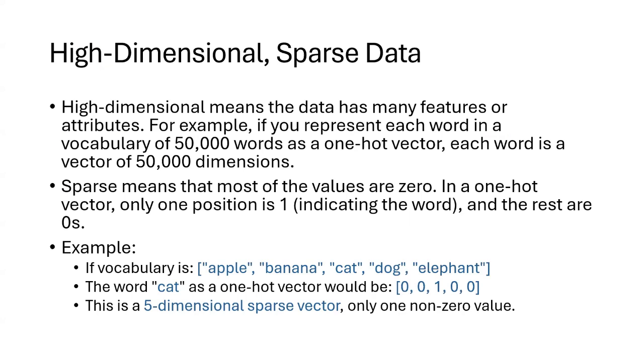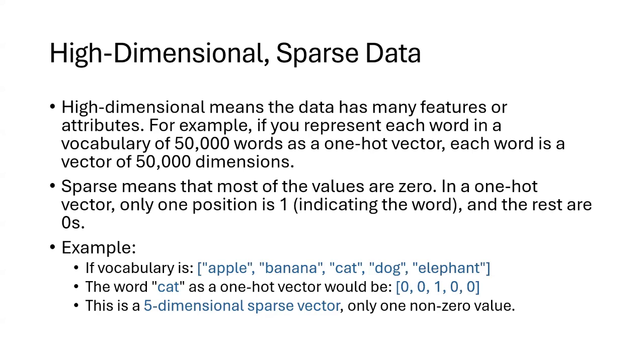High dimensional means the data has many features or attributes. For example, if you represent each word in a vocabulary of 50,000 words as a one hot vector, each word is a vector of 50,000 dimensions. Sparse means most of the values are zero. In a one hot vector, only one position is one, indicating the word, and the rest are zeros.